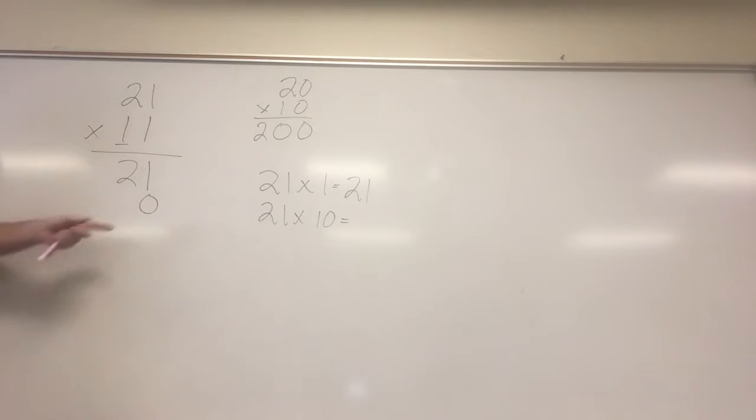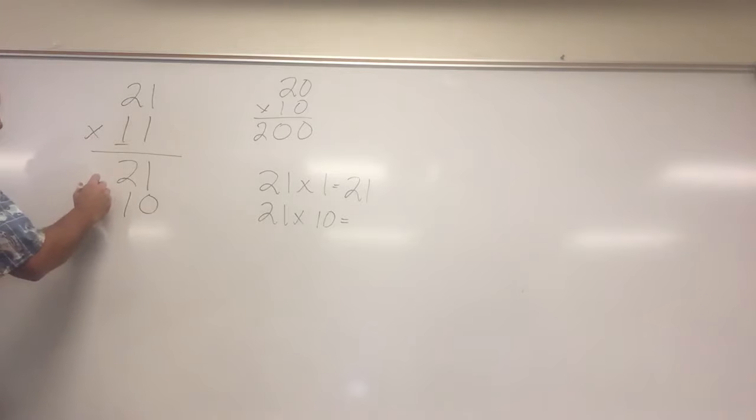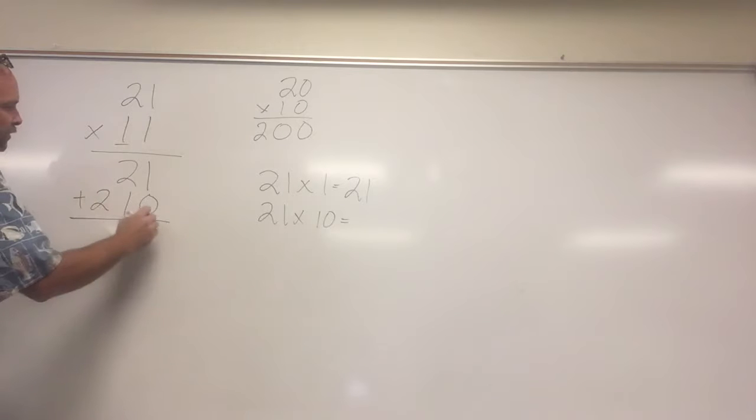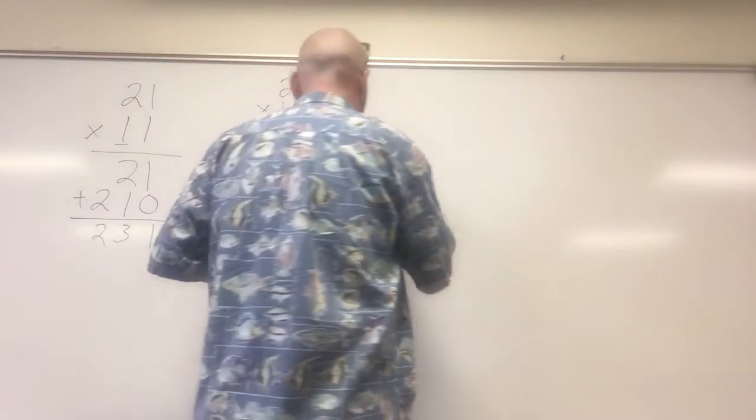Now, looking at your papers, this is a part that caused a lot of problems: forgetting to put that 0 in on the second line. Now we go through, we're multiplying. This is the value of 10, so 210. 1 times 1 is 1, 1 times 2 is 2, add it together, we get 231.